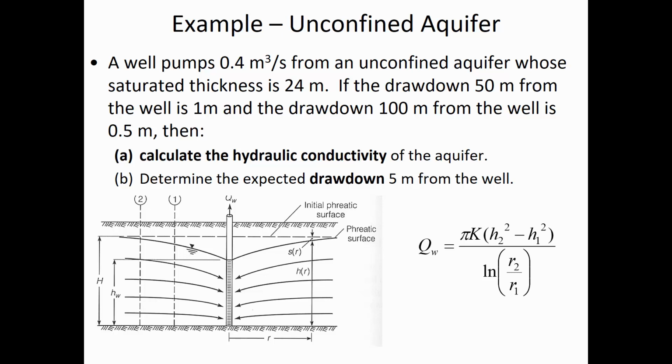So calculate the hydraulic conductivity. K is the unknown in our first problem, A. And then in B, find out what would be the drawdown 5 meters from the well. So that's at a new R distance. We want to solve for the drawdown. And so remember, this formula isn't going to tell you the drawdown directly. It's going to tell you the H. So you calculate the H, and then from that, you'll get the drawdown.